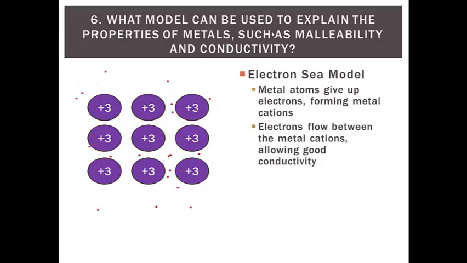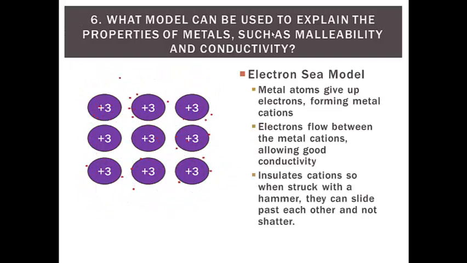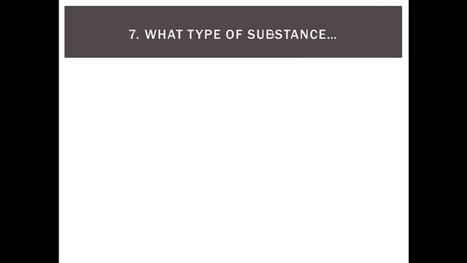These electrons are able to carry heat and electricity with them, making them good conductors. And since they're flowing between these positive ions, these cations, it insulates them from each other. So if I hit them with a hammer, instead of the positive charges repelling and causing it to shatter, those electrons are kind of like grease that allows them to slide past each other so they don't shatter.